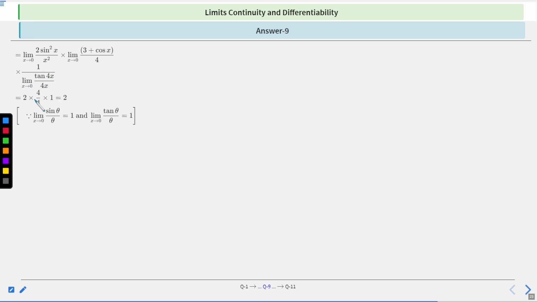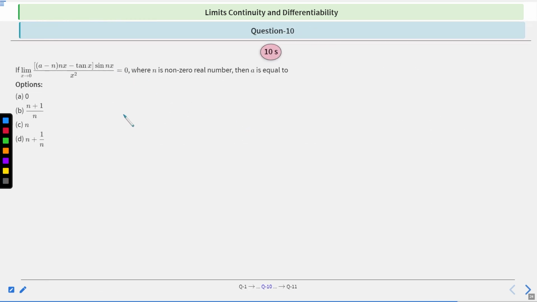So it is 2 into 4 upon 4. See, cos 0 is 1, so 3 plus 1 is 4, upon 4, into this term which is 1 and also this term which is 1, right? So the answer is 2. As we know, the limit as theta tends to 0 of sin theta upon theta is equal to 1 and also the limit of tan theta upon theta is 1, right? Clear? So let's move to the next question.